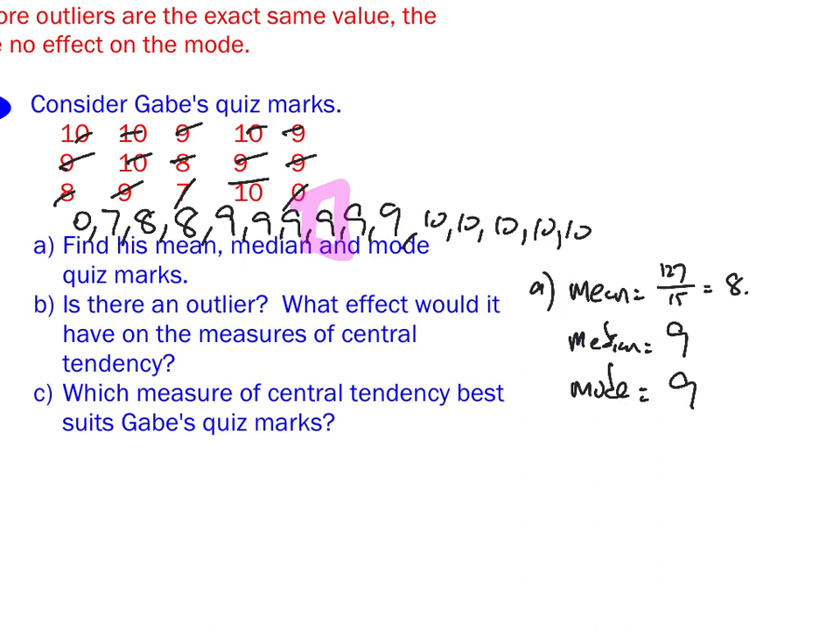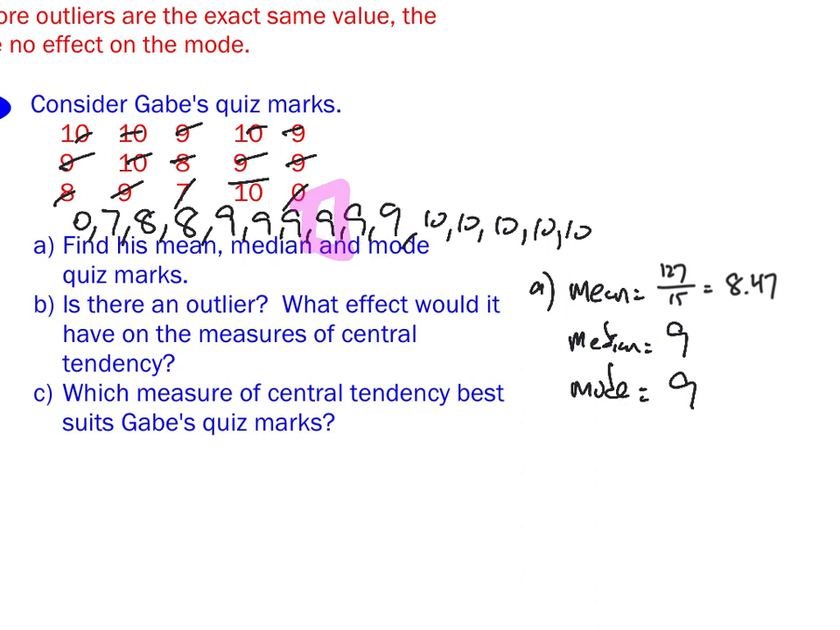Is it 8.42? No, what is that? 8.46. Okay, 8.47. It's 8.4666666, right? Okay, good. It's 8.4666, so it's 8.47. That's your mean. So that's your mean, median, and your mode.